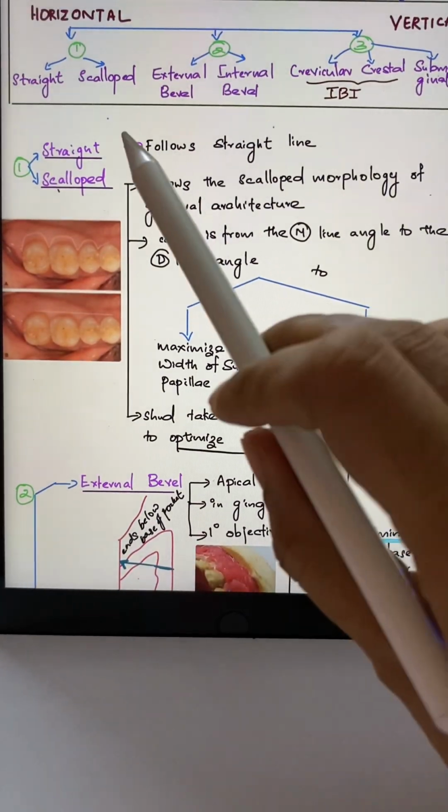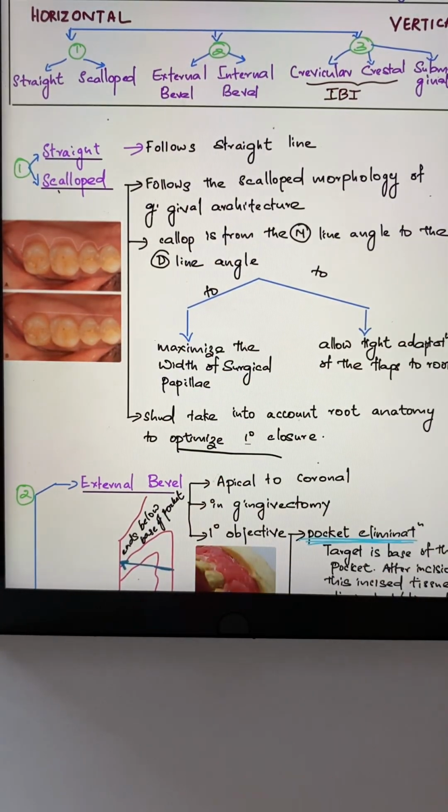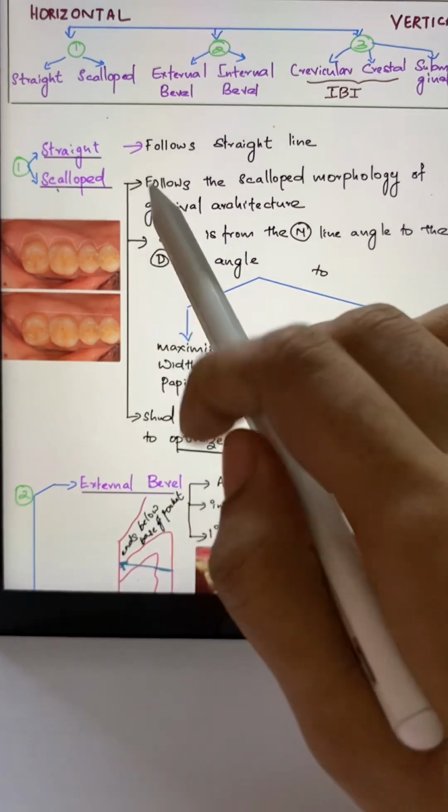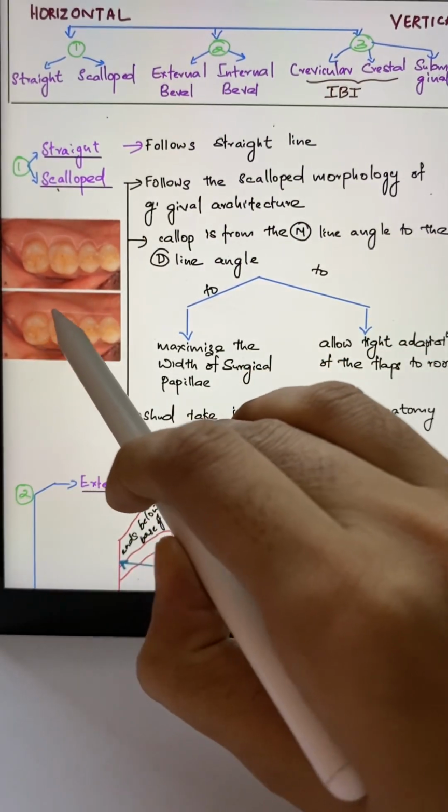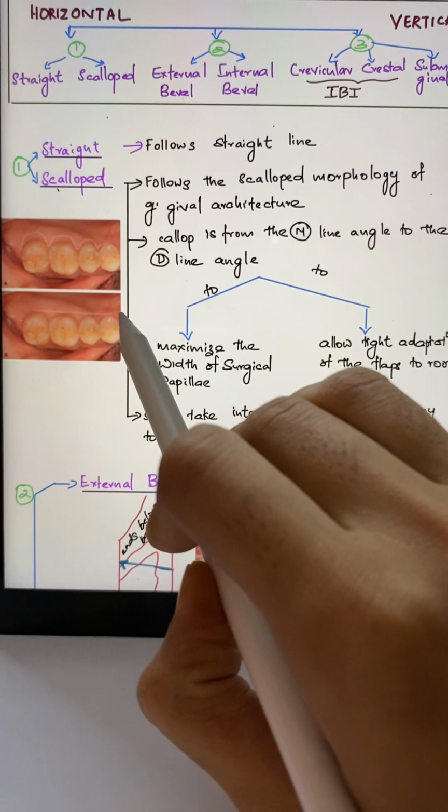What is a straight incision? Straight means, as the name indicates, it follows a straight line. Can you see this picture? It follows a straight line.